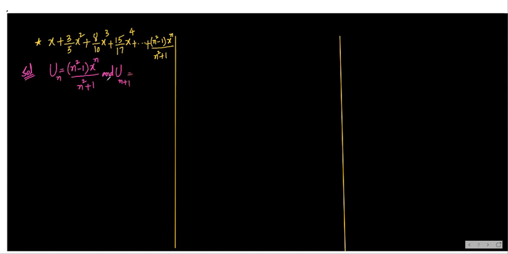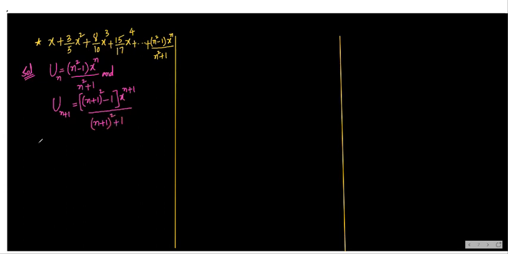Un plus 1 is equal to: wherever n is there, we write it as n plus 1. So n plus 1 whole square minus 1 into x power n plus 1, divided by n plus 1 whole square plus 1.